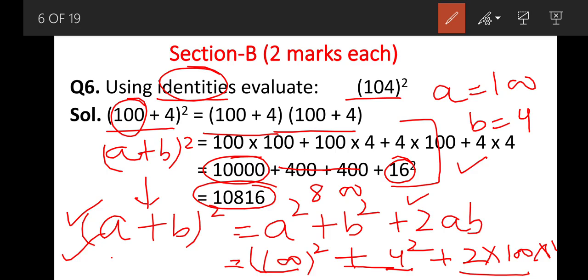I am repeating it. In this question, as the word identities is mentioned, you are supposed to use the identities. Otherwise, the method which I have shown on the slide is also correct, and I have shown you both the methods basically. So identities method you will be using in this question.